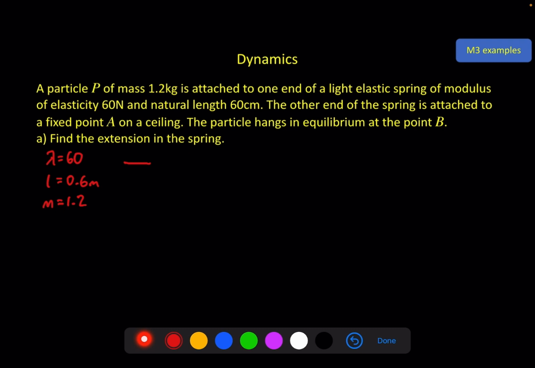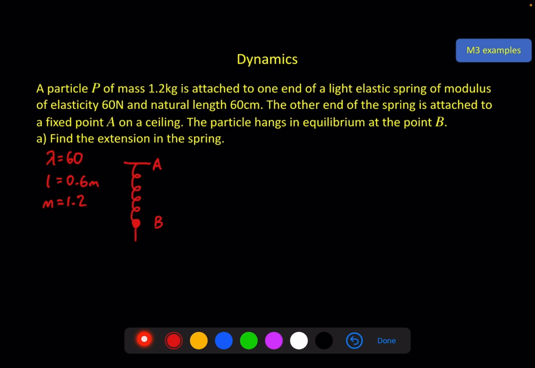So it's fixed up here and is hanging down with the particle on the end here. The particle hangs in equilibrium at the point B, so this is A, this is B, and we need to find the extension in the spring. So for part A, we're doing work from the previous chapter, we haven't got simple harmonic motion just yet.